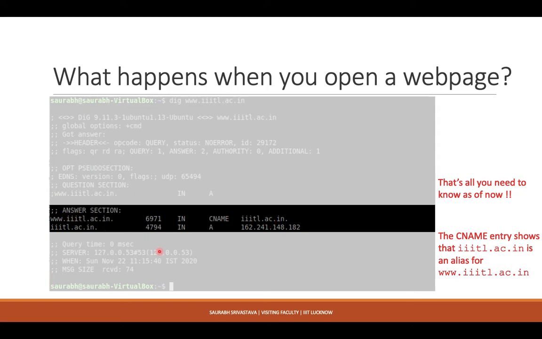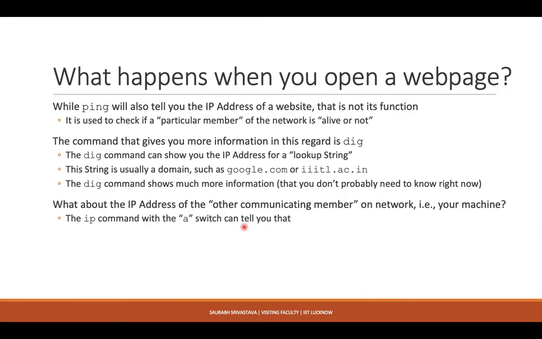So CNAME is more like an alias. Here it says that IITL.ac.in is basically an alias for www.IITL.ac.in, and in either case the IP address that you will get out is this. But this is the IP address of the machine that we are trying to communicate with, right? So you understand that IITL.ac.in is just another machine on the network, with which you are trying to communicate.